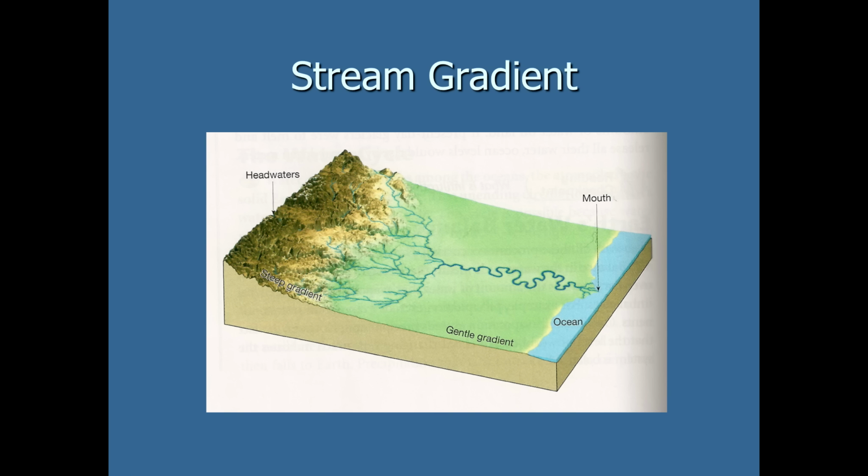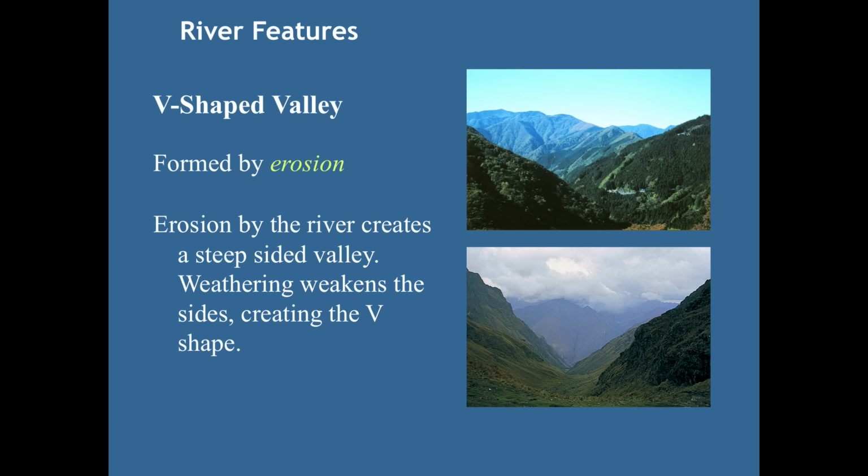So let's start near the source. Your first river feature you'll need to know is a V-shaped valley, and your textbook calls it a narrow valley. So this is formed by erosion. These tend to form up in the mountains, so near the source. And what happens is erosion by the river cuts downwards and creates the steep valley, and then weathering is going to weaken the sides and turn it into a V shape. This is a classic river feature shape.